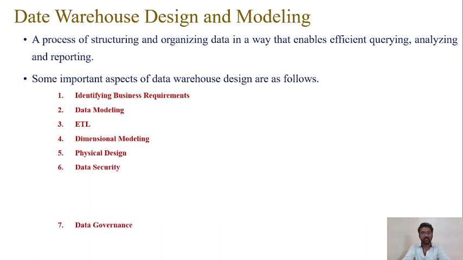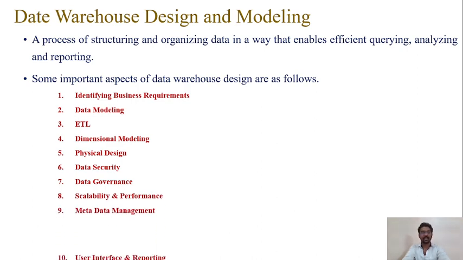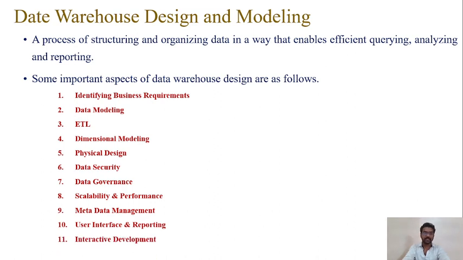Sixth is data security. Seventh is data governance. Eighth is scalability and performance. Ninth is metadata management. Tenth is user interface and reporting. Eleventh is interactive development. So we have all these 11 important aspects of data warehouse design. Without these 11 important aspects, we can't design a data warehouse. So all these 11 points will help in designing a data warehouse perfectly.